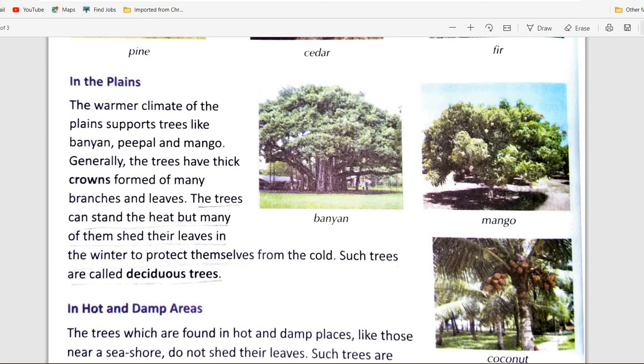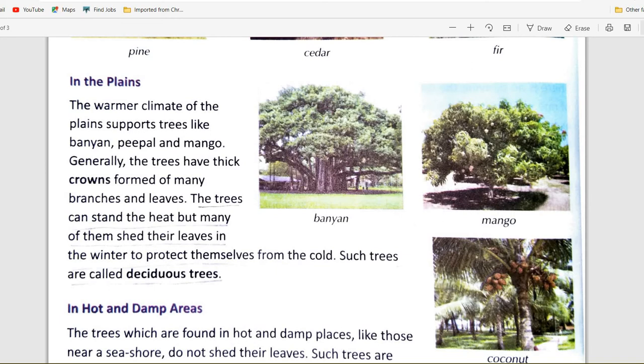They have the quality to shed their leaves in winter, and in summer they are full of leaves, and many animals and birds live and survive in these trees. These trees protect them from hot weather in summer, but in winters they shed their leaves, so these are called deciduous trees.